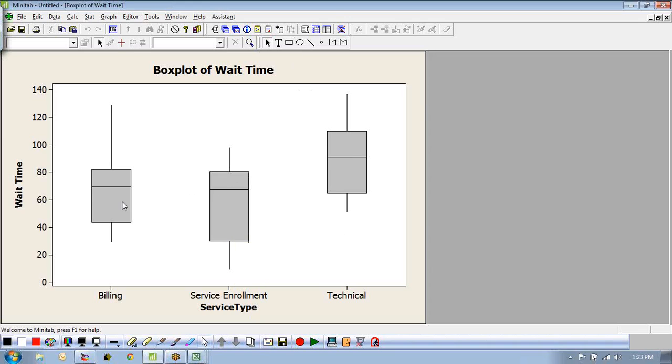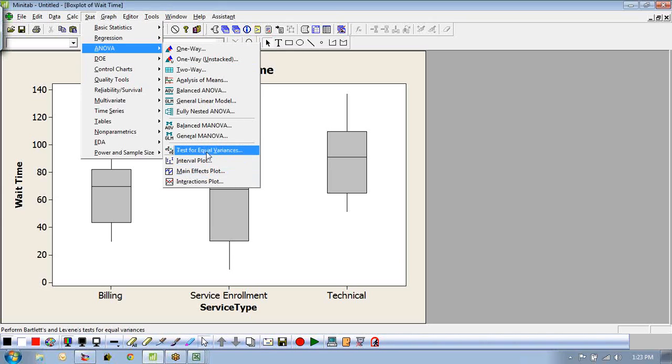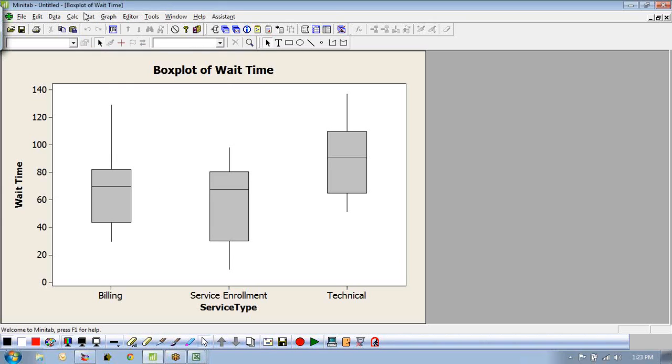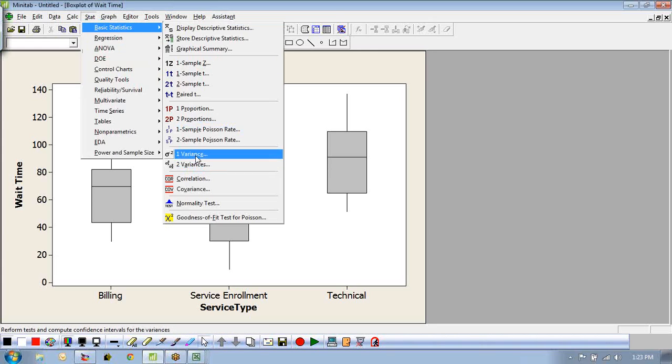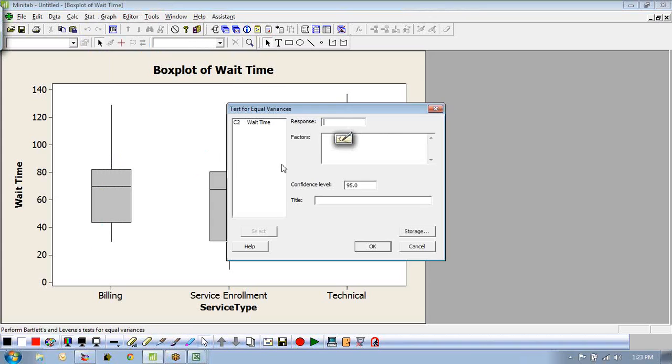Well, here, I probably wouldn't be all that interested in investigating it, but you might say, sure, looks like maybe service enrollment is a little more variant than the others. So let's go ahead and test it and see if that's a figment of our imagination or just a small sample, or it's really true. To do that, we can go to Stat, ANOVA, Test for Equal Variances, and this will compare more than 2. Remember, in the basic statistics, we were able to compare 2 variances, but here we'll be able to compare more than that.